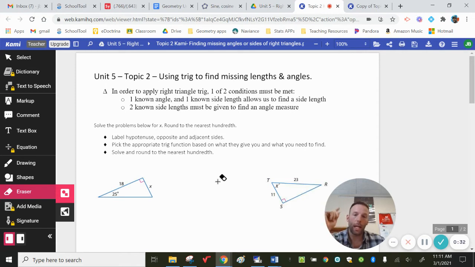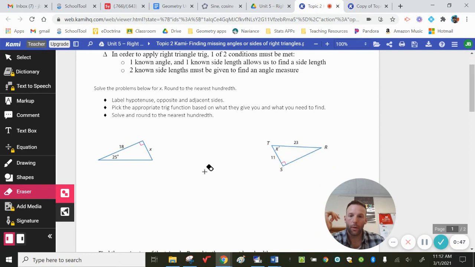Or if you know you have a right angle and you have two lengths, then you can find an angle measure or the third side. So in these questions, we're going to be solving for either x or something else that we don't know. So here's the process that you should do. First of all, you're going to label which side is the hypotenuse, which side is the opposite side, and which side is the adjacent side according to some reference angle. Then, once we have that, we can pick an appropriate trig function based on what we know and what we want to find, and then we'll solve.